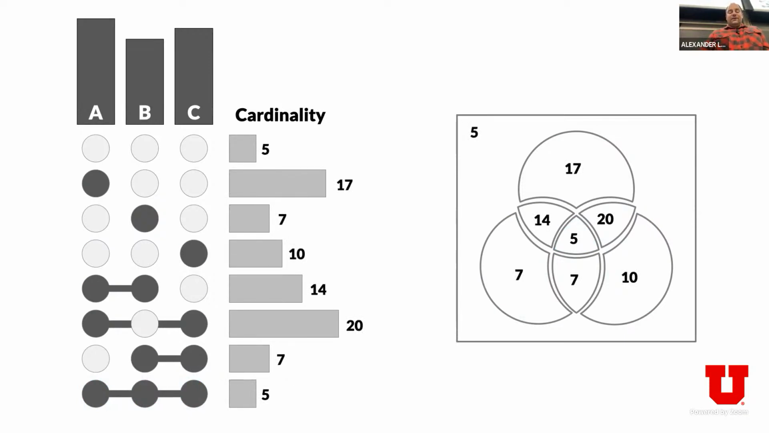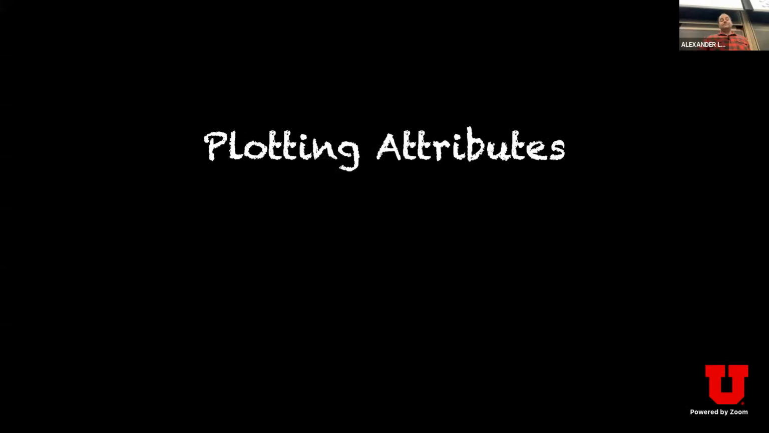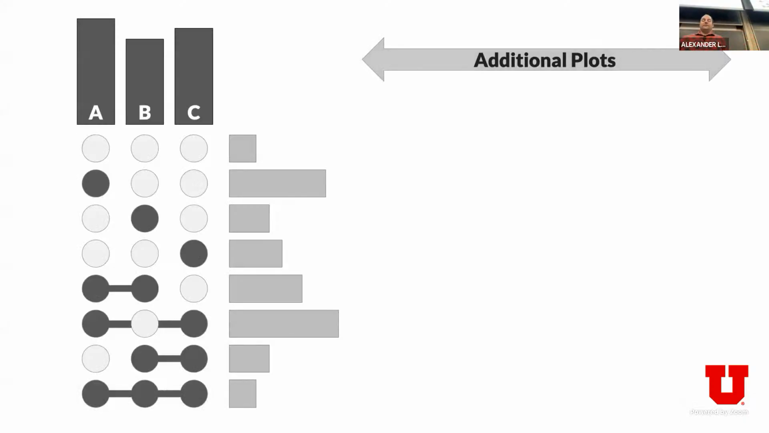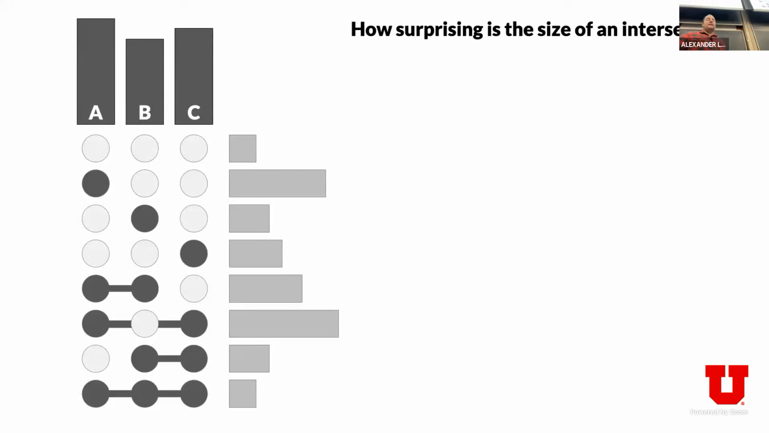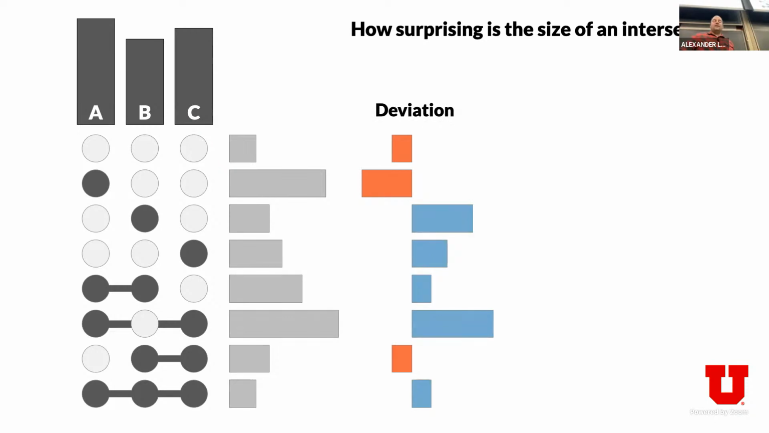And so now you can very quickly see that in this data set here, this is the biggest intersection of them all. And now, because I have this nice layout, I can also plot attributes very easily. So for example, I could plot a measure of how surprising the size of a particular intersection is, given the size of the sets that is shown as bar charts here on top. Basically, if I have 2 very big sets and 1 very small set, I would expect that the intersection between the 2 big sets is also big, right? And so we can quantify this, and we can plot this as a deviation from what we expected if this were randomly distributed.